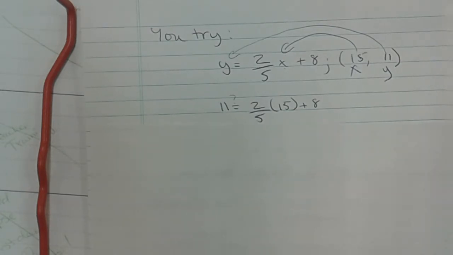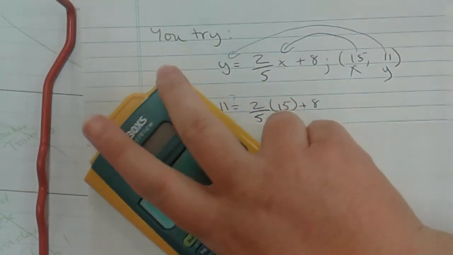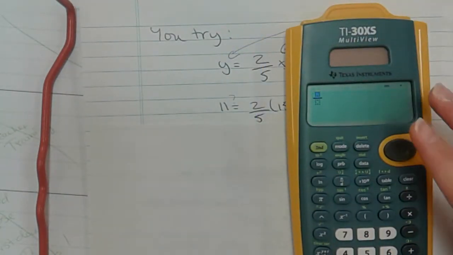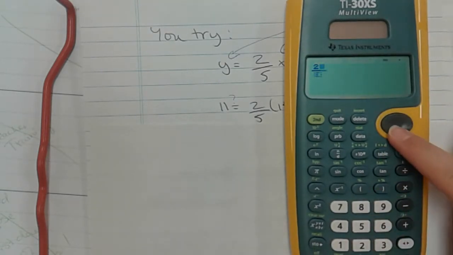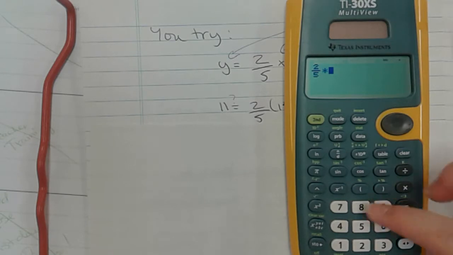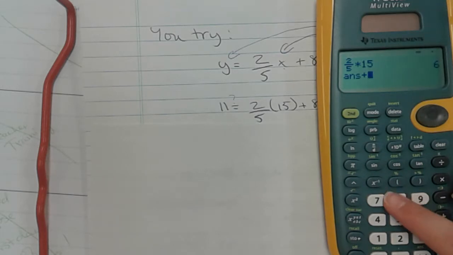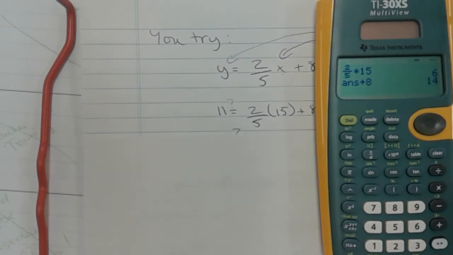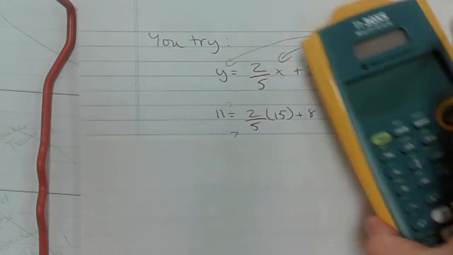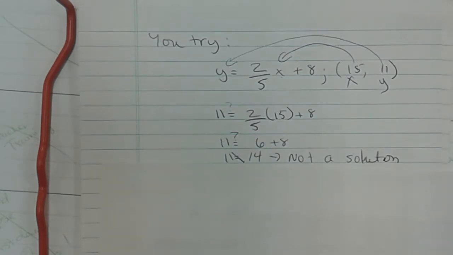Again, I can plug it into my calculator and say, there's my fraction, 2/3 times 15, hit the equal sign, plus 8. Is that 11? No, it is not. So what does that tell you? Is it a solution? Good. If you guys said it wasn't a solution, you're correct. It is not a solution because it is a false statement. Remember, anything that makes a false statement is not a solution. Anything that makes a true statement is a solution.